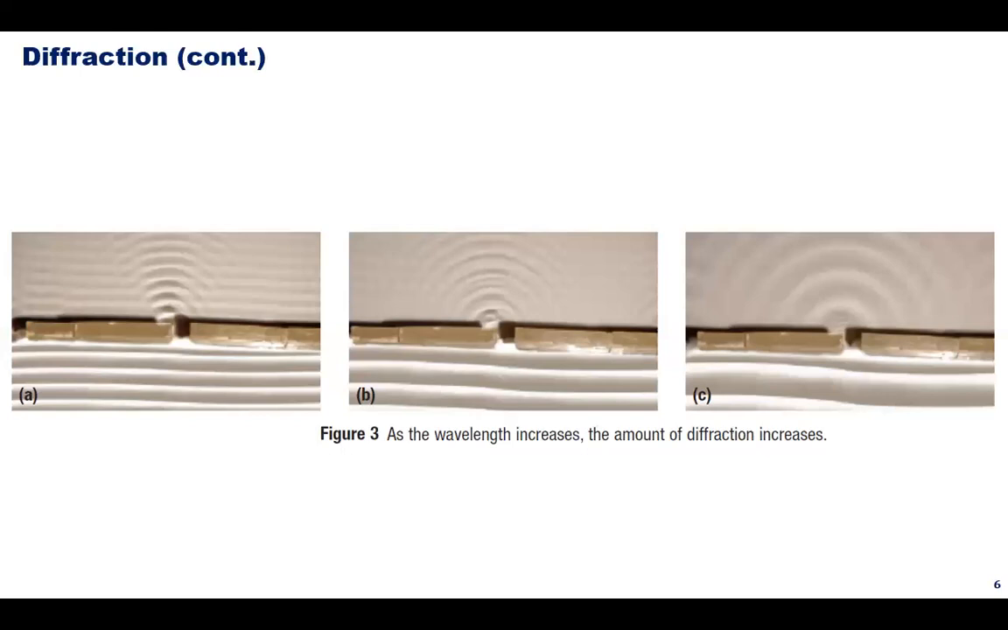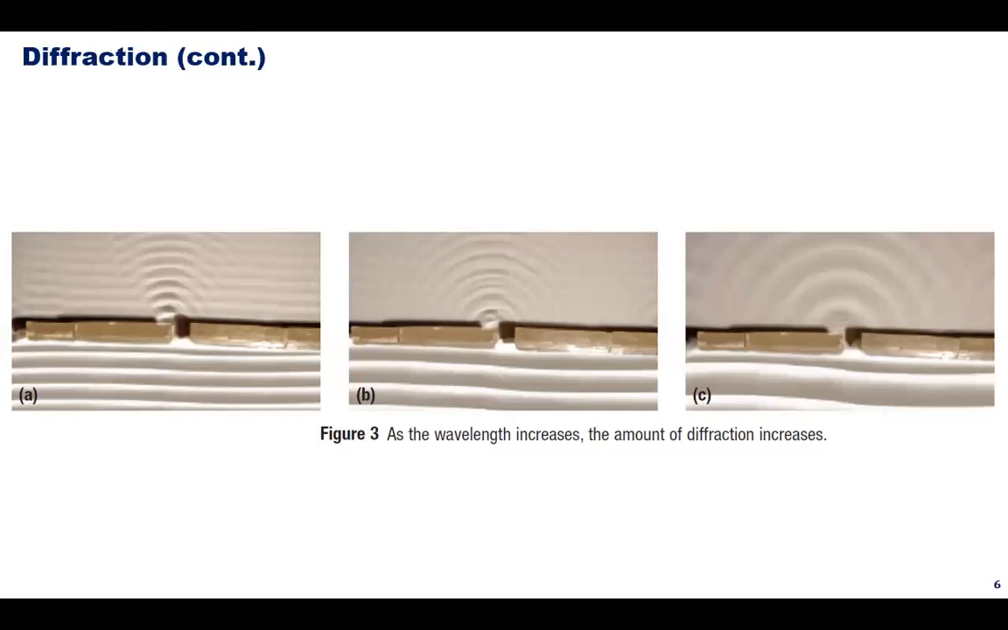In figure 3a, the wavelength is approximately 1/3 of W. Notice that only the part of the wavefront that passes through the slit creates a series of circular wavefronts on the other side.